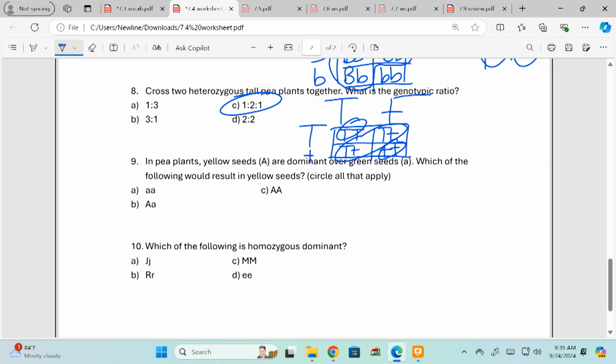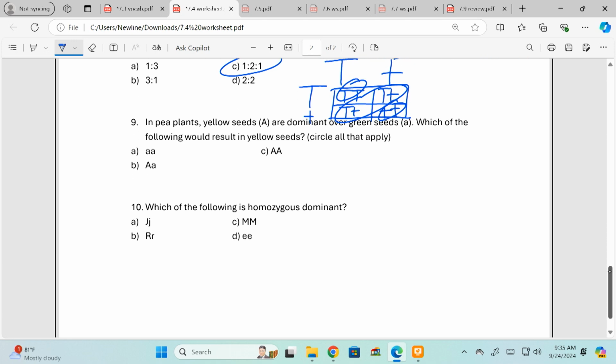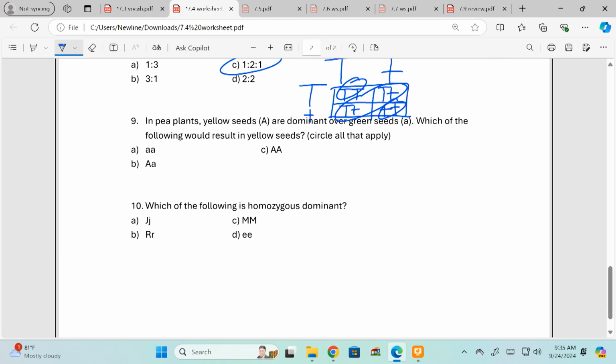Great work on that one. All right. So number 9 says, in pea plants, yellow seeds, which is a capital A, are dominant over green seeds, which is a little a. Which of the following would result in yellow seeds? Okay, so it's telling us here that yellow seeds are the dominant ones, and it wants to know which of these 3 would have yellow seeds. Well, we know that this one's definitely going to have yellow seeds because it's got the homozygous dominant, but this one also is going to have yellow seeds because it has 1 dominant allele, the yellow seeds are going to show there. Okay, so 2 for that one.